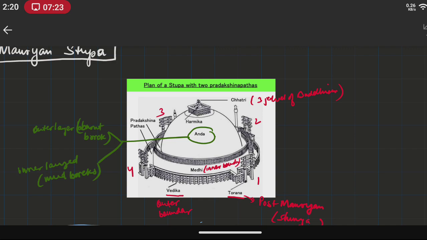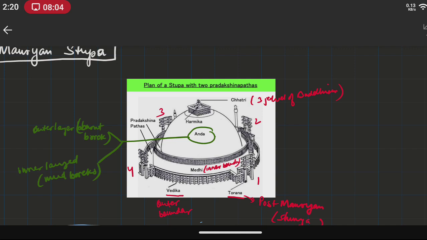Then you have the Anda. The outer layer of the Anda is made up of burnt bricks, while the inner layer of the Anda is made up of mud bricks. Anda is basically the massive semicircular hemisphere mound representing the universe or the mount of creation. Then we have the Pradakshina Patha. So Pradakshina Patha is basically the circumambulatory path around the Anda and Medhi.